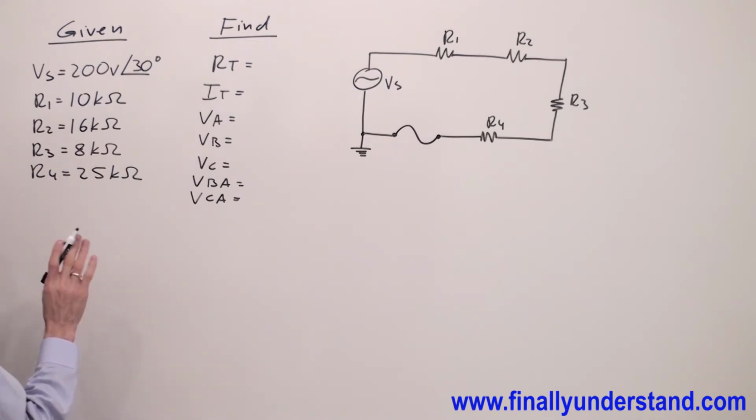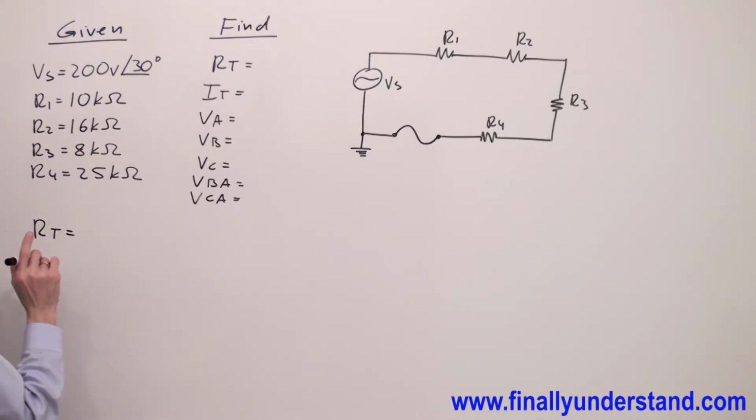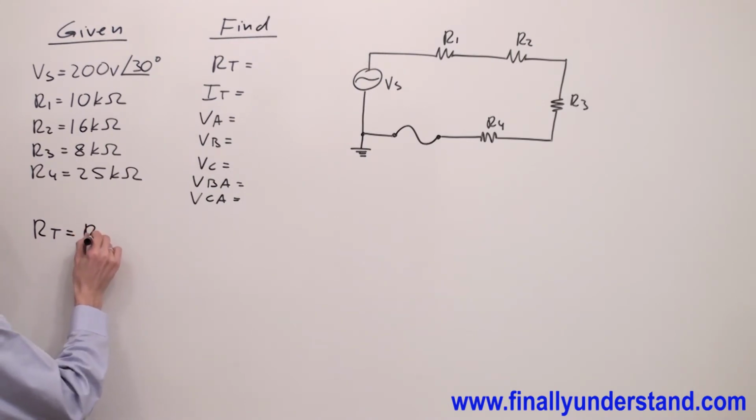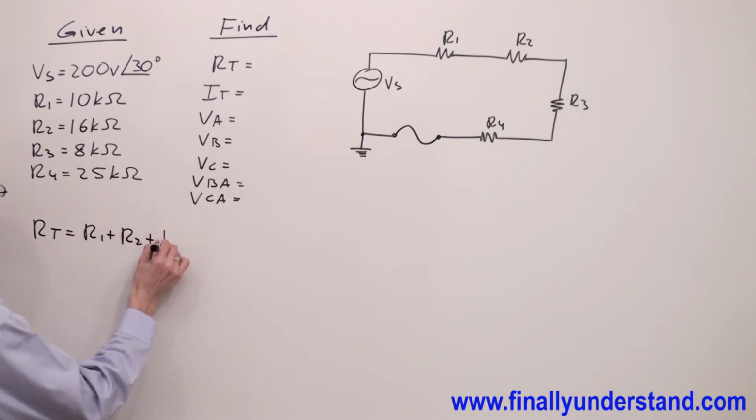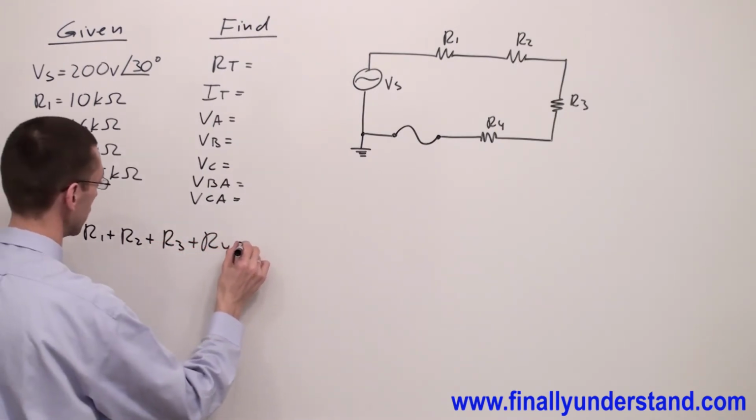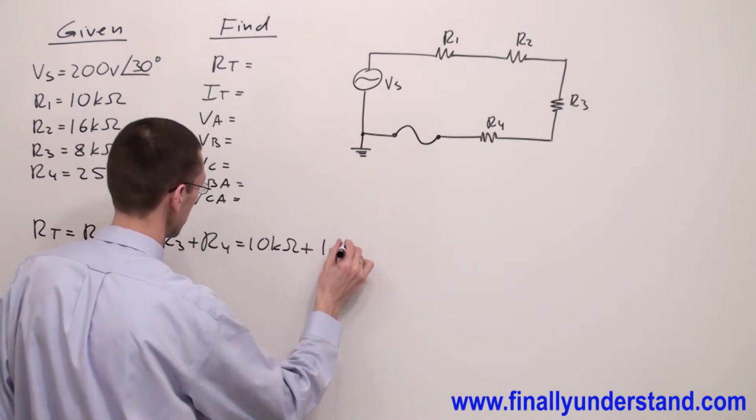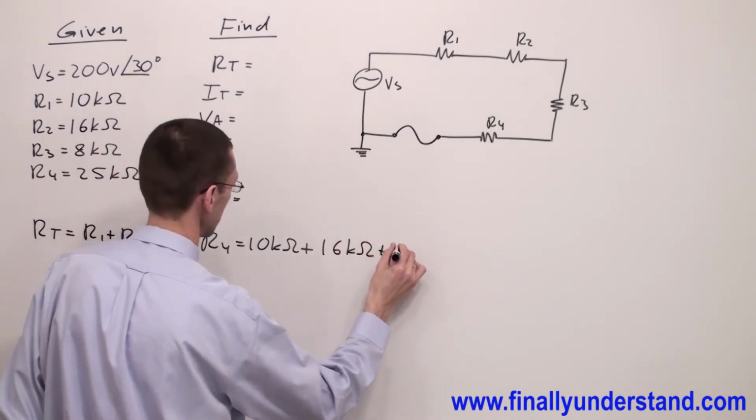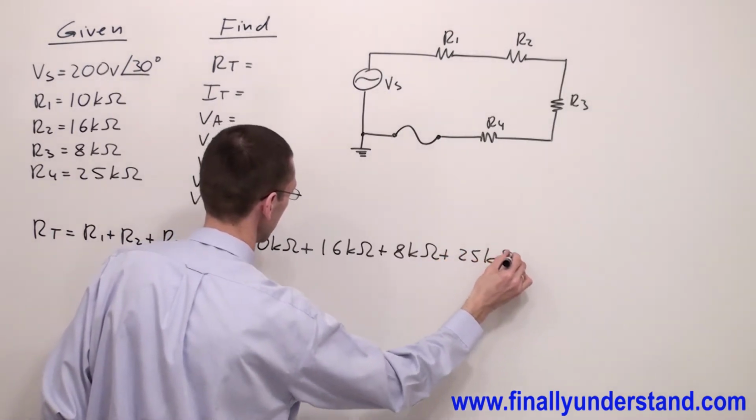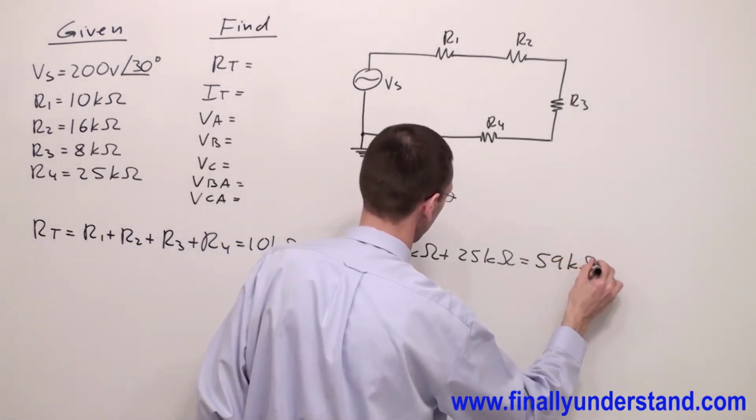Remember, if we talk about the series circuit, the formula for R total is nothing else, just the sum of all resistances in the circuit. So I have R total is equal to R1 plus R2 plus R3 plus R4, which is equal to 10 kilo ohms plus 16 kilo ohms plus 8 kilo ohms plus 25 kilo ohms. This is equal to 59 kilo ohms.